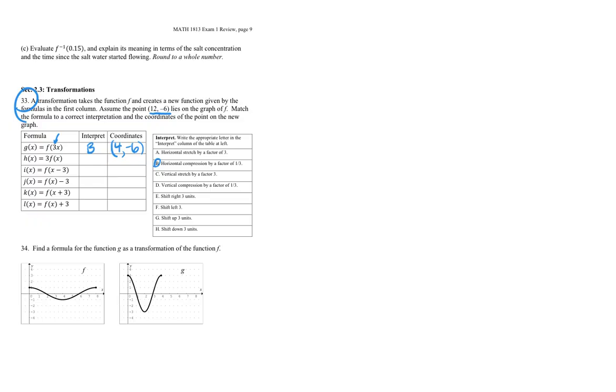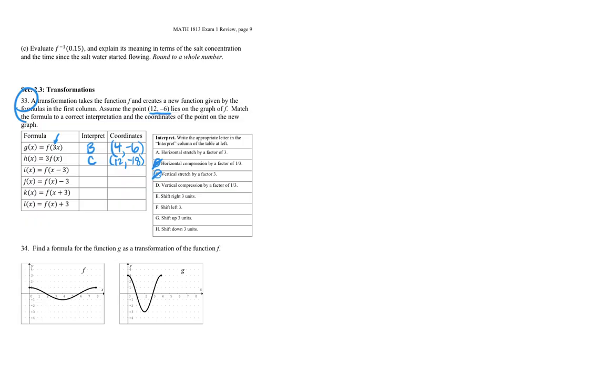Okay. h of x is 3 times f of x. So that's going to be multiplying the y coordinate by 3, which would be a vertical stretch by a factor of 3. So that one would be C. And so if I am multiplying the y coordinate by a factor of 3, the x coordinate will stay the same, so just the 12. And then the negative 6 will be multiplied by 3, so negative 18.